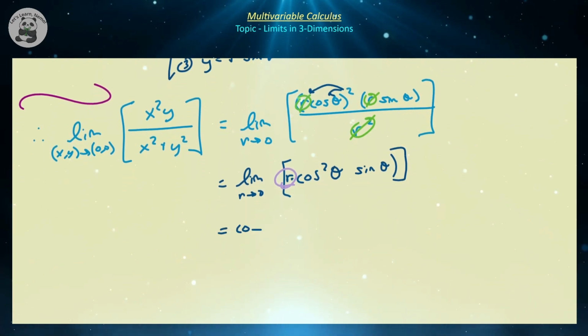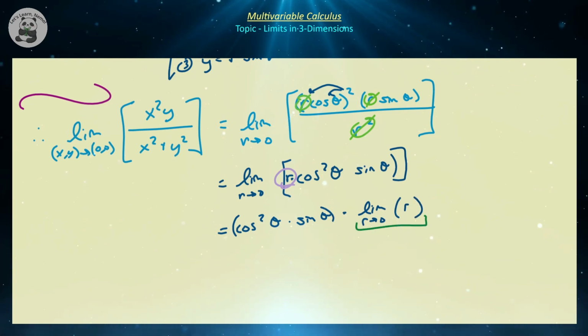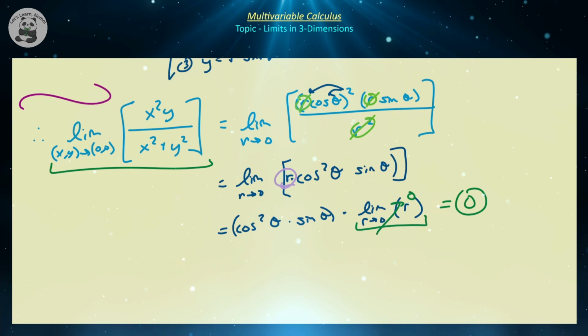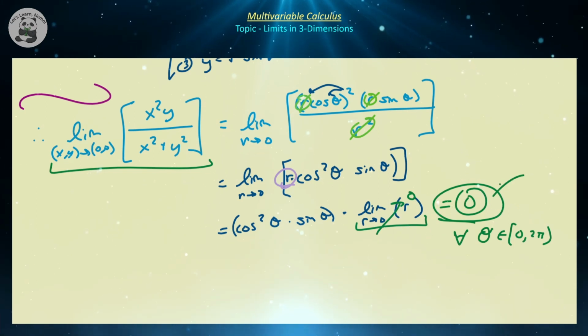So we're going to have this is equal to cosine squared theta times sine theta. So that's a constant as far as the limit's concerned. We have the limit as r approaches 0 of r. So r is going to be equal to 0. And then we're going to have 0 times something that's going to be equal to 0. So notice the limit of this is equal to 0, and that's going to be for all theta. And usually theta is going to range from 0 to 2 pi. Right? So that means what? So that means this limit does exist and is equal to 0 because all paths are sort of considered in this one-dimensional coordinate transformation, right?